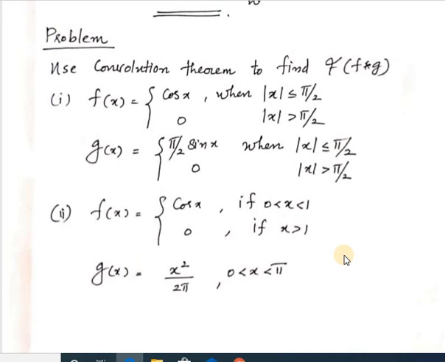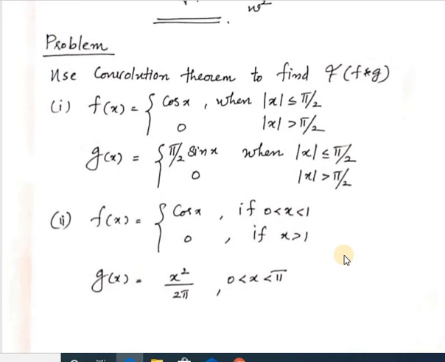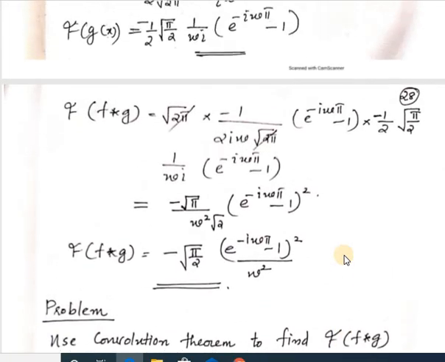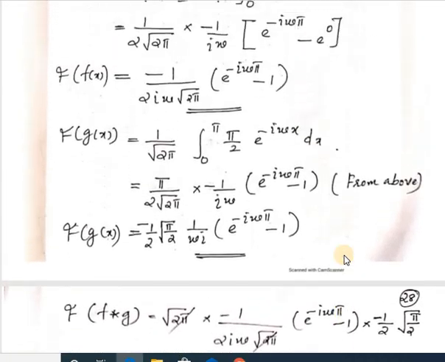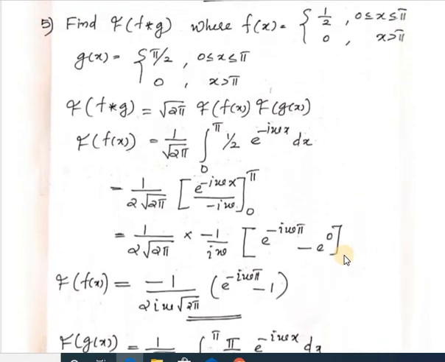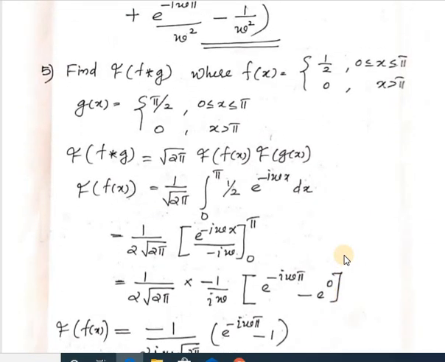So this is the last topic of our fifth module, that is the convolution theorem. The convolution theorem problems are very simple. Just learn the statement and just find the Fourier transform of the corresponding functions and multiply the answer into root 2 pi. So thank you.